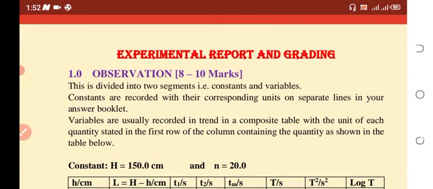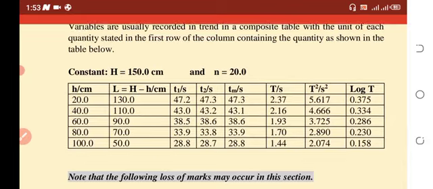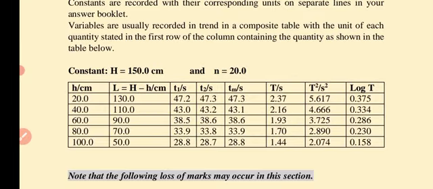Now, variables are those things that will change with each other when you are performing your experiment. And variables are usually recorded in a trend in a composite table, with the unit of each quantity stated in the first row of the column containing the quantity. And we can see that on this table. As you can see on the screen, you can see the columns. At the top of each column, we have the parameters and their units.